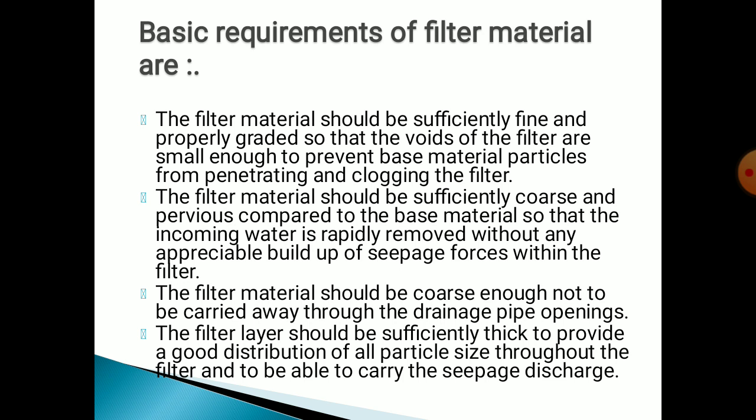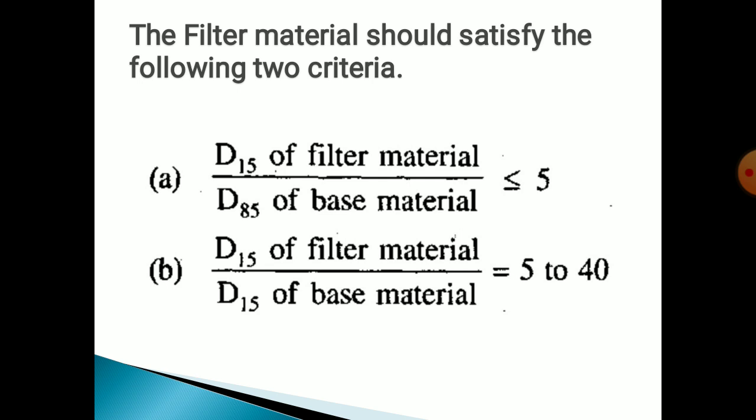The next one is that the filter layer should be sufficiently thick to provide a good distribution of all particle sizes throughout the filter and to be able to carry the seepage discharge. Here are some criteria which should be satisfied for the construction of filters. The ratio of D15 of filter material to the D85 of base material should be equal to or less than 5. The second criterion is that the ratio of D15 of filter material to D15 of base material should be in the range of 5 to 40. This is very important.